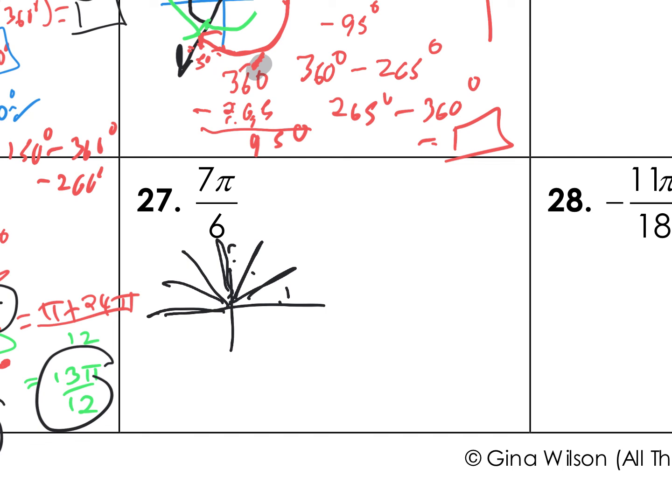So this is 1, 2, 3, 4, 5, 6. 6 pi over 6 would be a pi. Duh. Of course it's a pi. But I need to go 1 more. There it is. What is it in English?